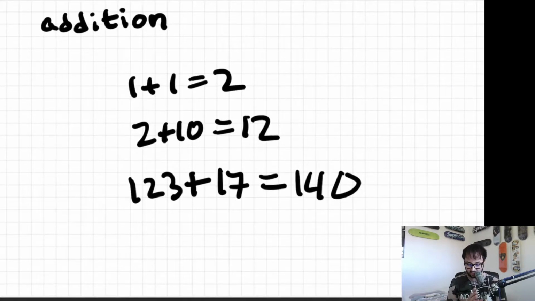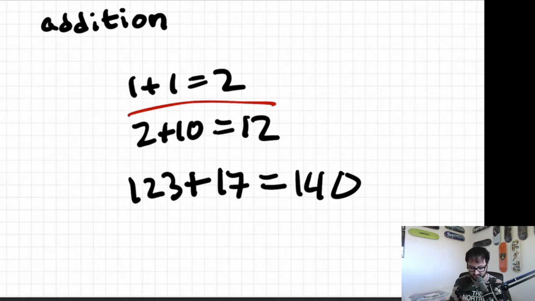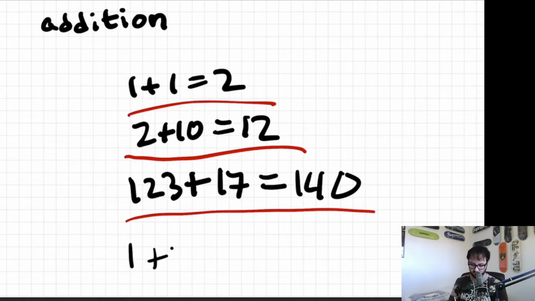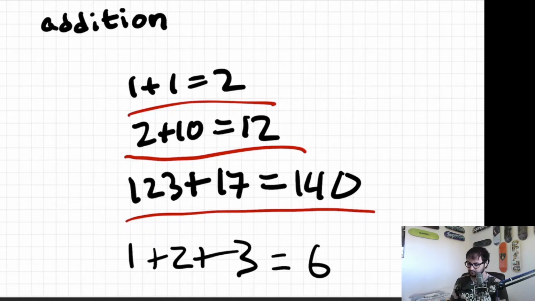So with addition, it's just like its standard would be in math. 1 plus 1 is 2. You get things like 2 plus 10 is 12, or something like 123 plus 17 is 140. So it's pretty standard. You could really, if you wanted to, go into infinity and like 1 plus 2 plus 3 and just keep going. So that would be like 6. But as complex as you could get in math, you can get with a computer.